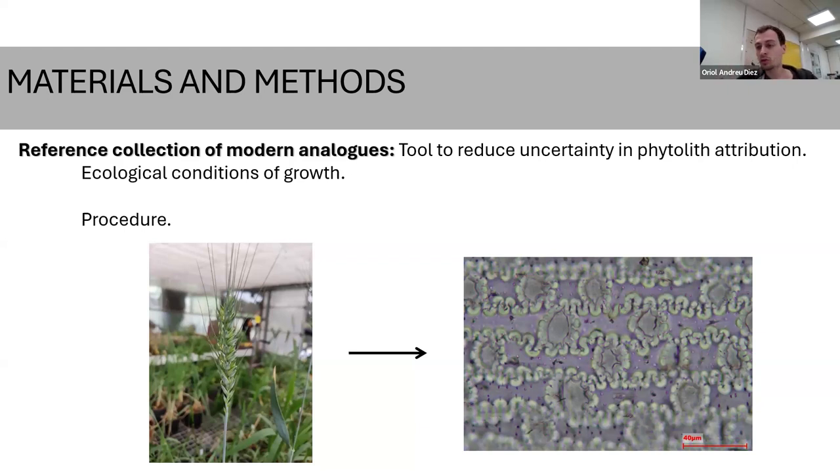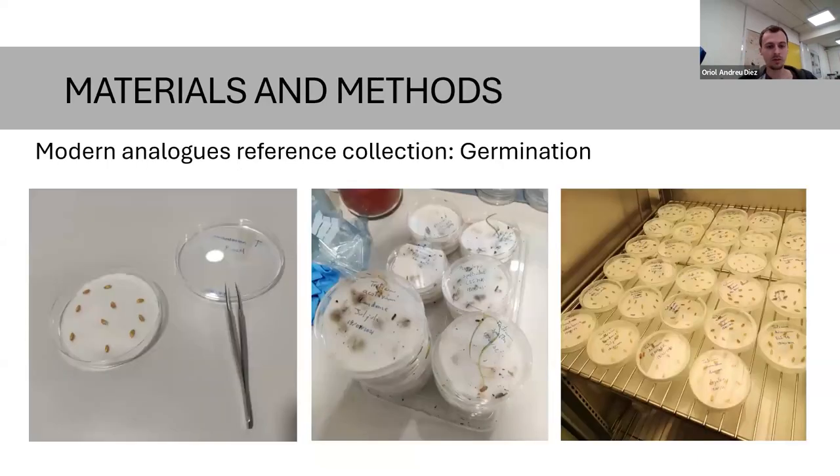So usually the tool that we have for research on archaeological samples is to build a reference collection of modern analogs. The procedure is only to have these plants to identify and to extract the phytoliths. But many times we are missing these genetic patterns that affect phytolith production. So we want to introduce them to this reference collection. For this reason, we germinate and grow the seeds under controlled conditions.